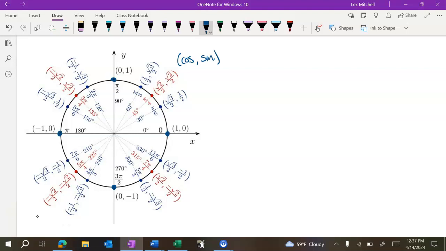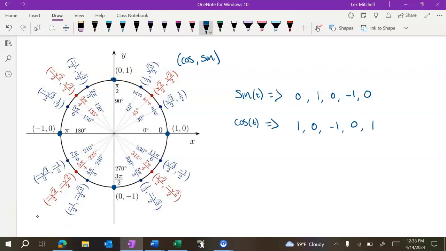Then I know the pattern for sine is going to be 0, 1, 0, negative 1, 0. And the pattern of cosine is going to be 1, 0, negative 1, 0, 1. Now, the reason I want to highlight this is because when we get to the graphs, there might be an amplitude or a vertical shift, and those are all things that we're going to need to identify.